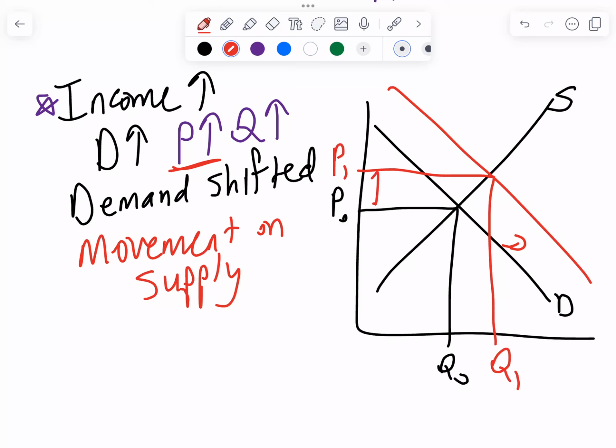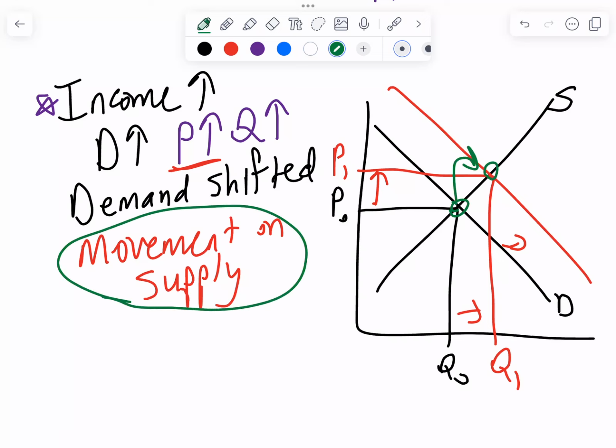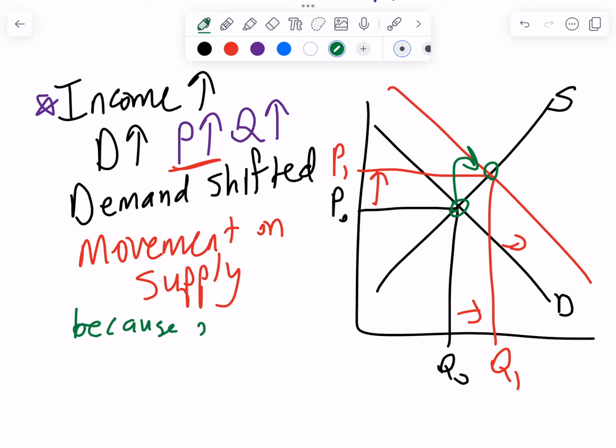So we can see that the prices are going up and the quantity is going up. So now the demand shifted, but the supply stayed the same, right? We had a movement from here to here. Movement on the supply because of demand shift.